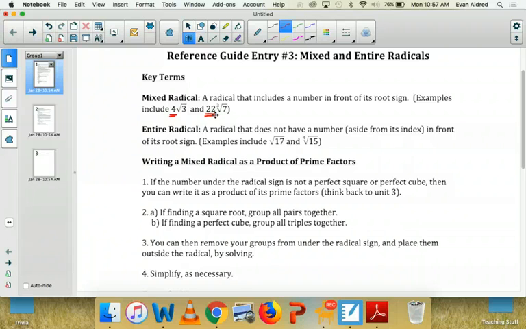The second definition in this reference guide is entire radical. An entire radical is a radical that you should be familiar with seeing. Here we have no number out front of the radical sign. We just have a radical that has an index, a radical sign, and a radicand. So you can see examples like square root of 17, fourth root of 15, and so on. Like I said, those are the types of radicals with which you are already familiar. You've worked with those a little bit.